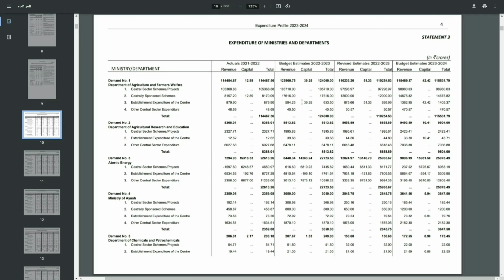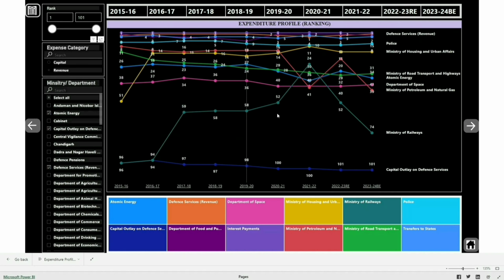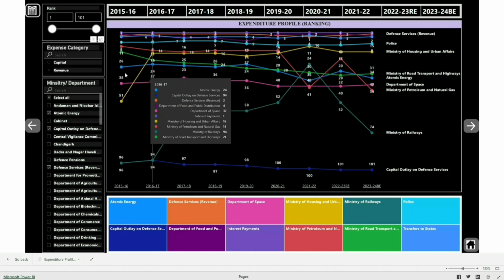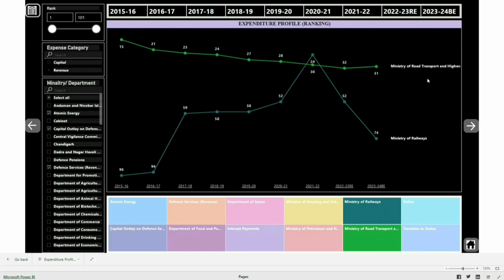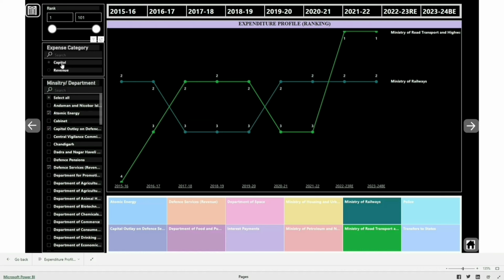Okay. So coming back to the document here, you can see that for, let's say, atomic energy, here you can see both expenses in terms of revenue, right, as well as capital. So what I've done here is that in this report, you can see expenses in terms of both revenue as well as capital, right? So let's see Ministry of Railways as well as Ministry of Road Transport. So the revenue expenses, right? In terms of revenue expenses, the ranking of Ministry of Road Transport happens to be 31. Whereas if we click on capital, here you can see, right? It happens to be the number one expense in terms of capital expenses for the Government of India. And the second happens to be the Ministry of Railways.